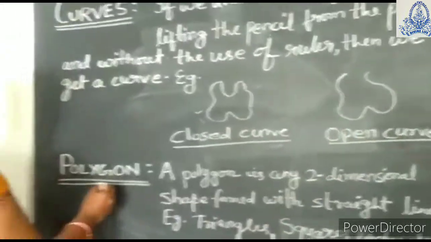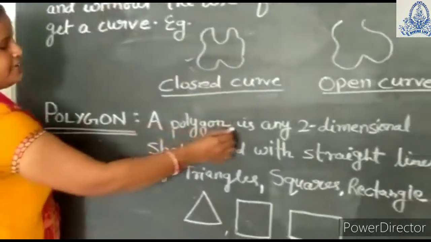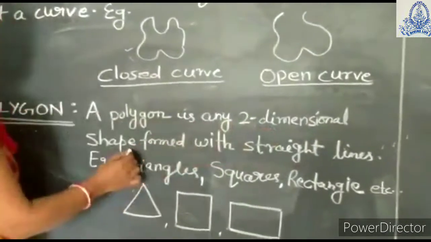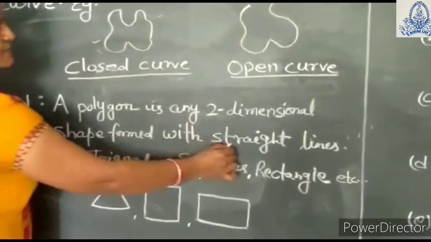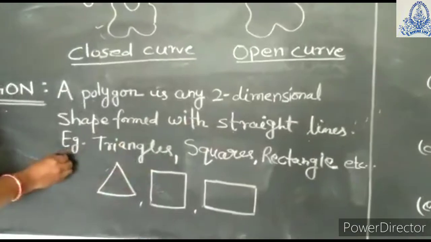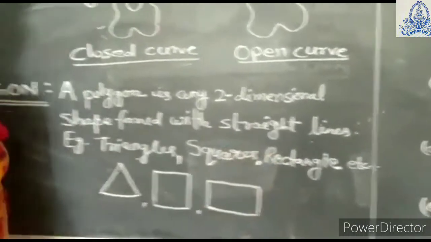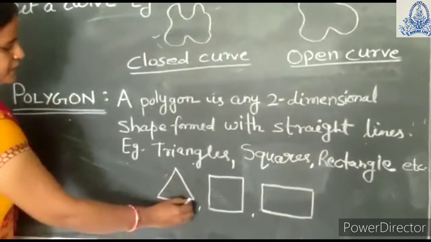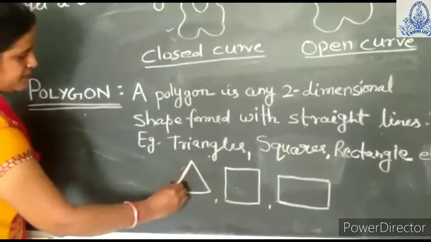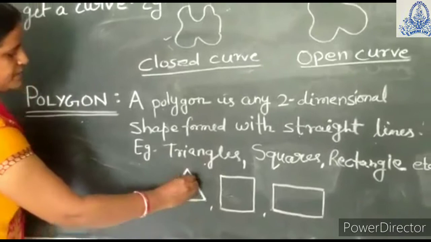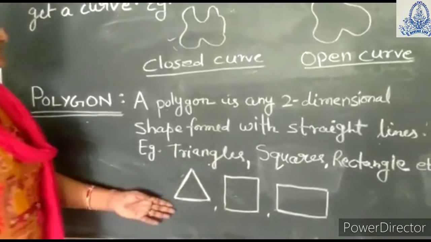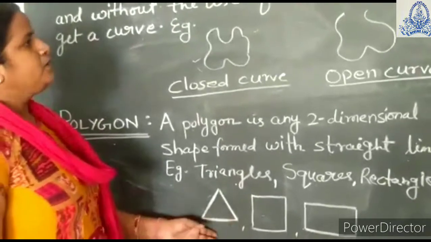Now polygon. A polygon is any two-dimensional shape formed with straight lines. Example, triangle, square, rectangle. Now see here, these shapes are formed with straight lines. So these are the examples of polygon.